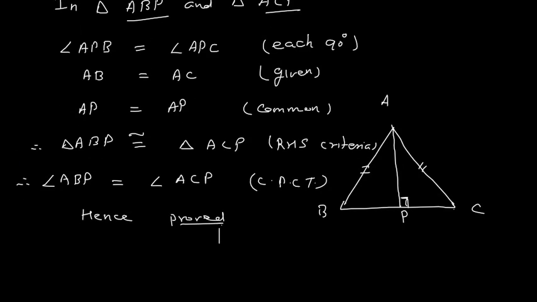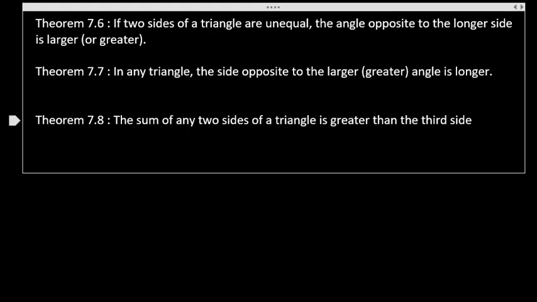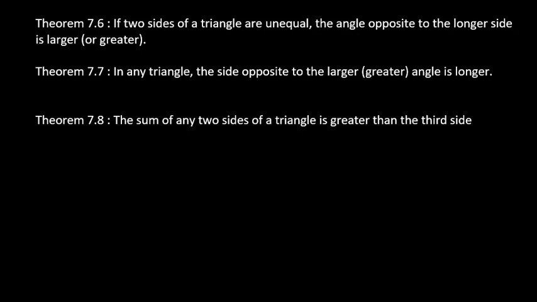Now we have finished this exercise. Now let us see few theorems. Theorem 7.6 is if two sides of a triangle are unequal, the angle opposite to longer side is largest. Okay. So suppose this is a triangle, okay, ABC. Now in this, if two sides of triangle are unequal, now let us take side AB and side AC, they are unequal, you can easily figure out the angle opposite to longer side.